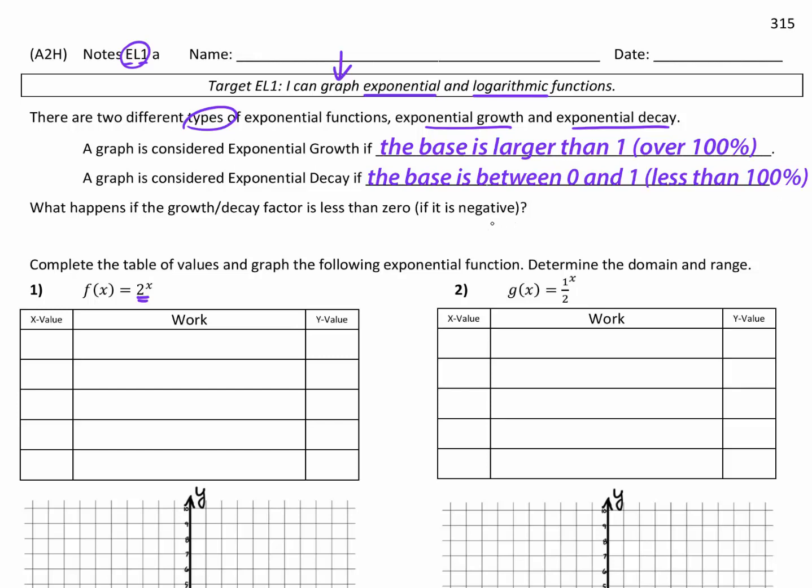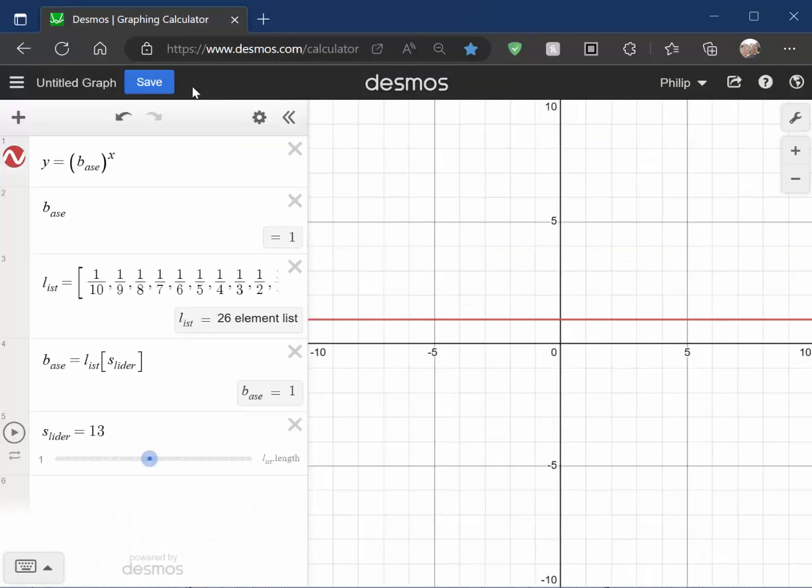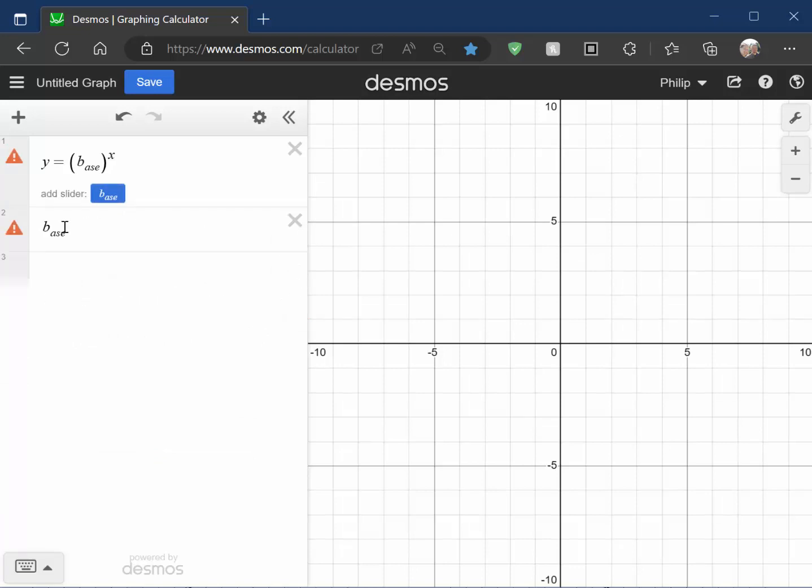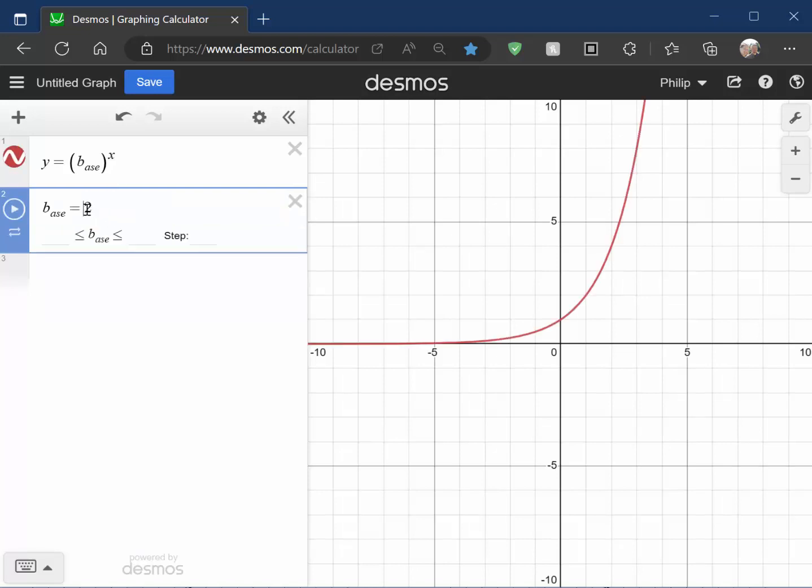So what happens if the growth or decay factor is less than 0, if it ends up being negative? This is really interesting to see. It's something we'll talk about later. So instead of having the base be positive 2, let's change that to be negative 2.